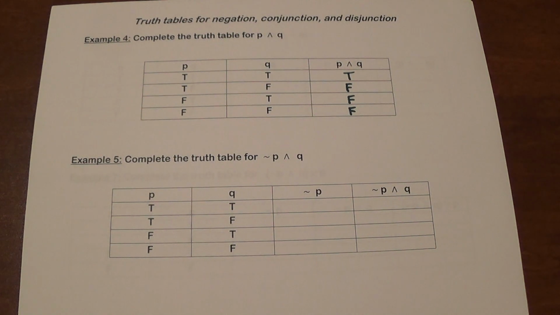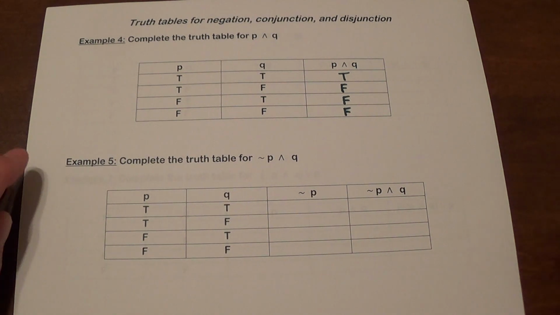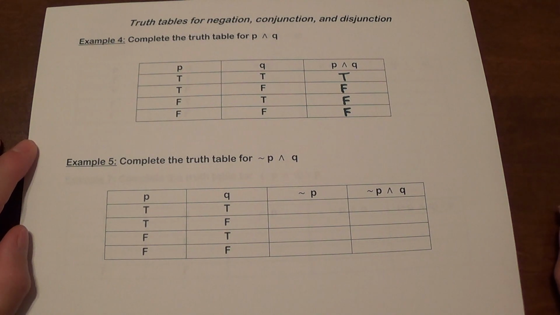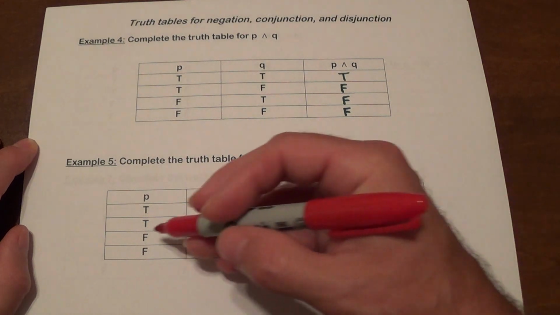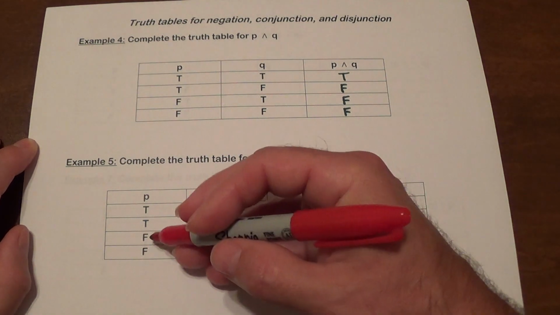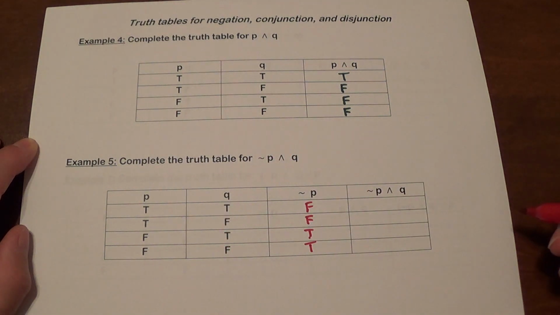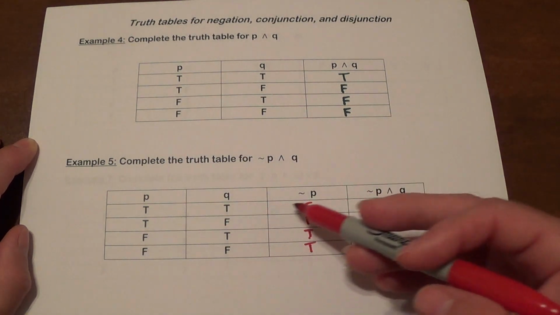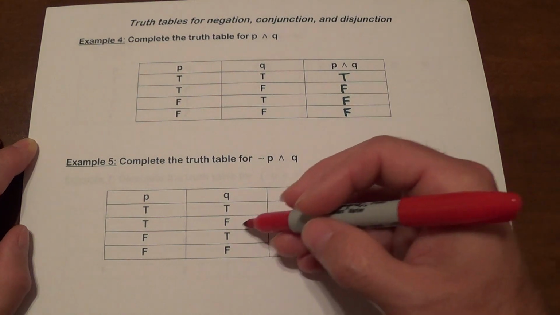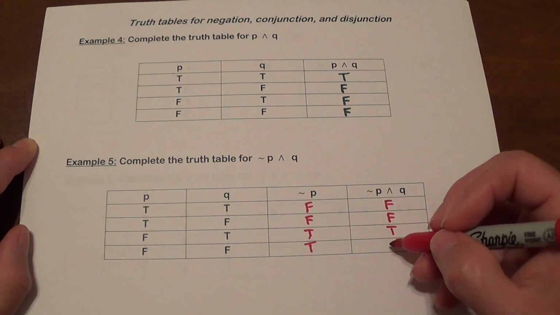Alright, so for the next one, example 5, we want to complete the truth table for not P and Q. Just like in one of the problems earlier, we do need to have not P first. So not P: T will be false, T will be false, F will be true, and F will be true. Now we're working with not P and Q. The order here does not matter. So we have F, F, F, F... T, F, F, T, T, T, F, T, F.